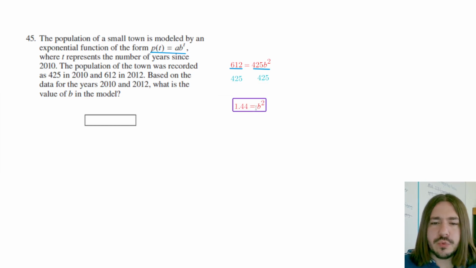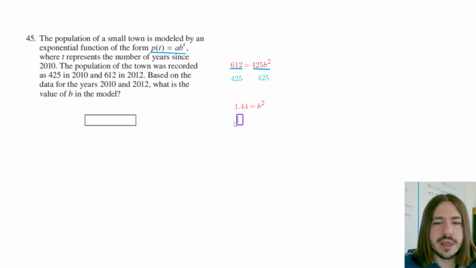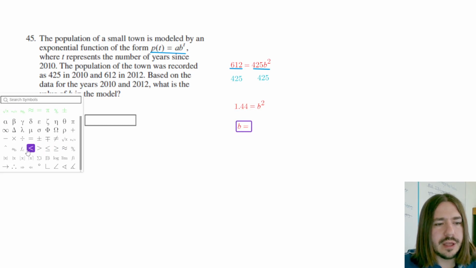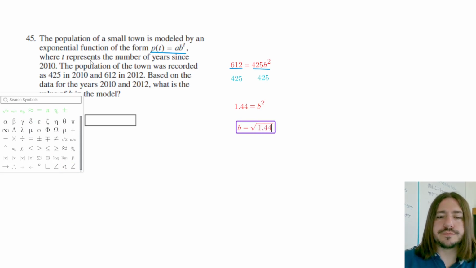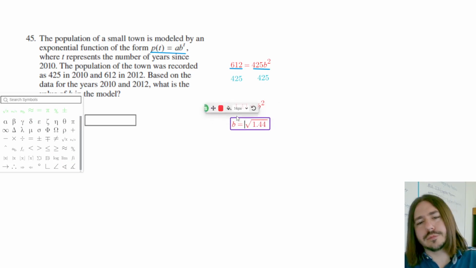Now, algebraically, when you take the square root of both sides like this, you should get plus or minus. But with an exponential function, the base has to be positive. So we're going to disregard the negative solution. And so b is going to be the square root of 1.44. Where's my square root symbol? There we go, 1.44.